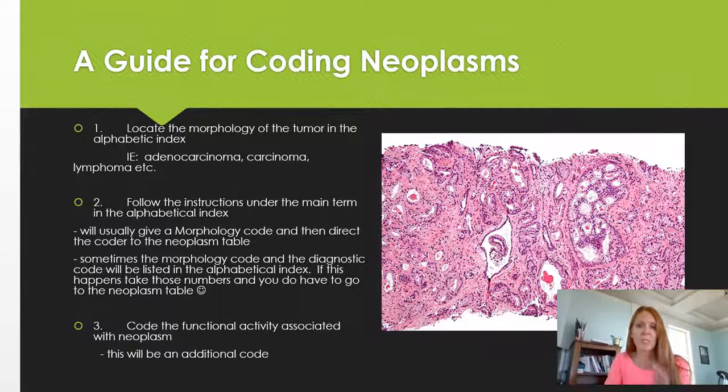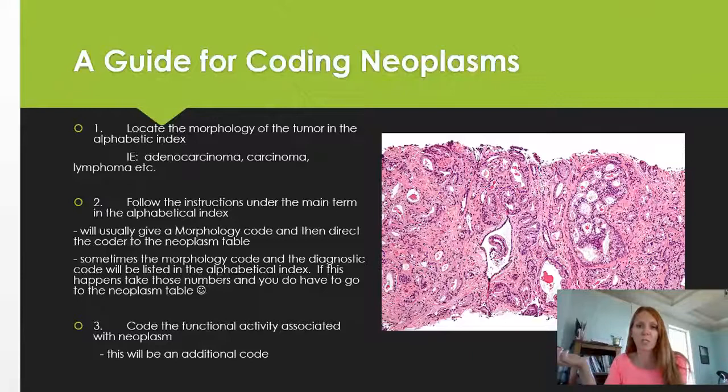So here's just a guide for coding neoplasms. You always want to look up the morphology of the tumor in the alphabetical index first, if the morphology was given to you. So again, the morphology is the histology of the tumor. What kind of tumor, right?